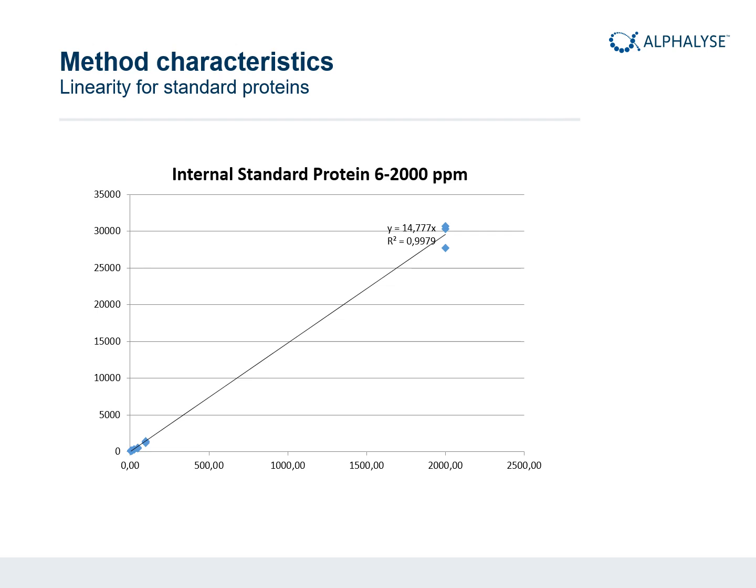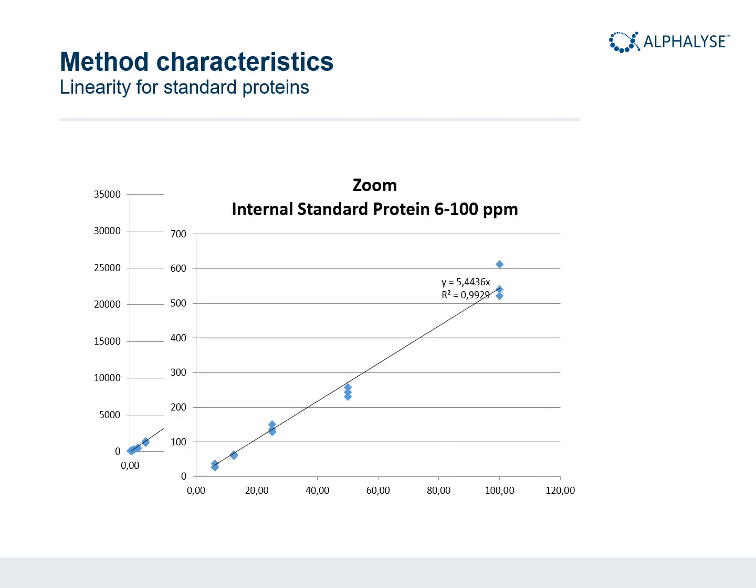This curve just shows you that by using this method, we have good linearity. Here we have spiked in one of our standard proteins into a real sample from 2000 and down to 6 ppm. And as you can see, when we zoom in here, we have very good linearity all the way down to the low ppm level.